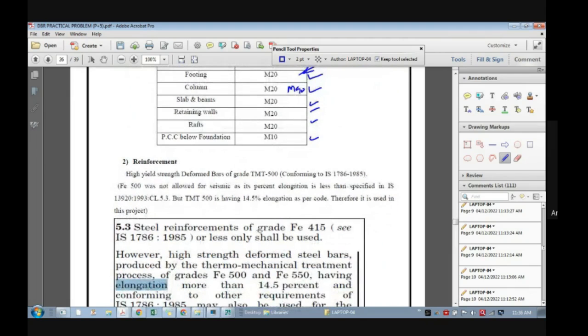And reinforcement, TMT 500. Generally, these bars should have percentage elongation 14.5. It's a ductile detailing requirement actually. So generally, either it is D 500 bars or TMT 500 bars. This is because of this clause in the IS codes.